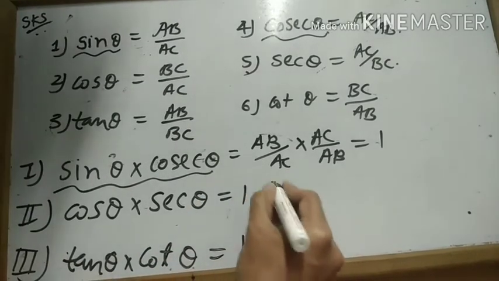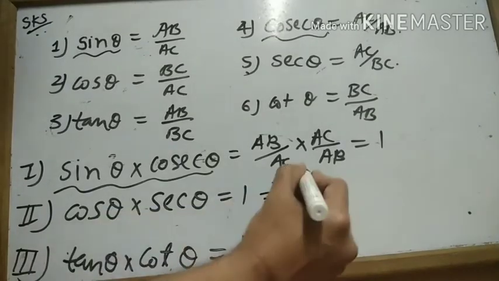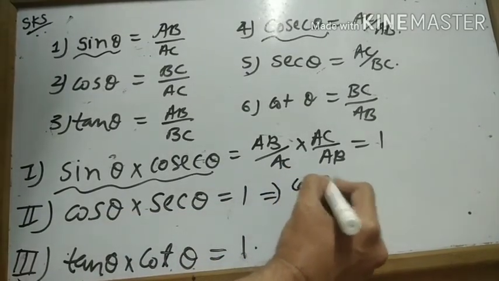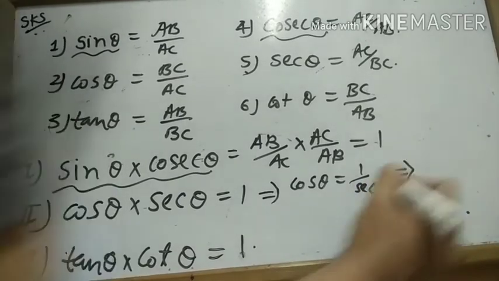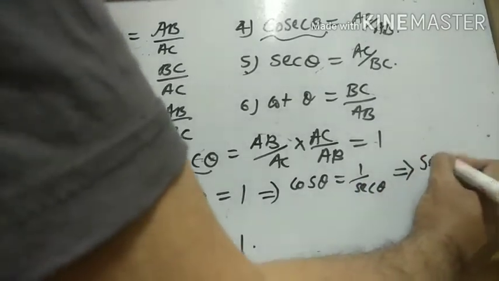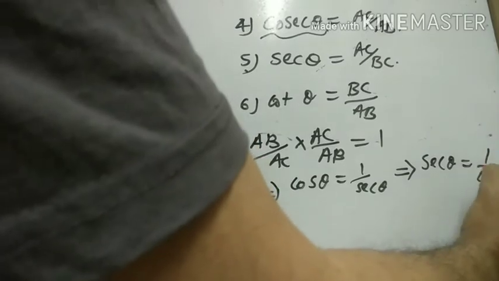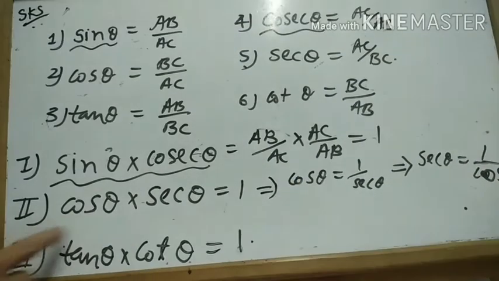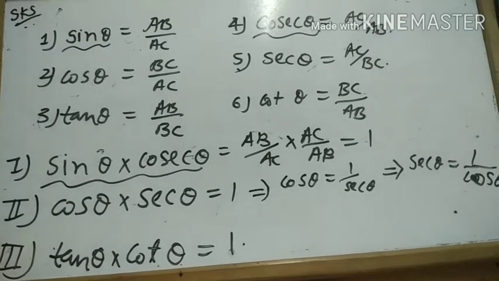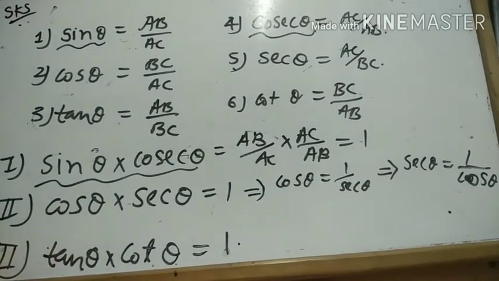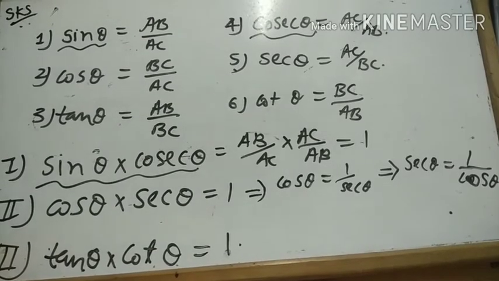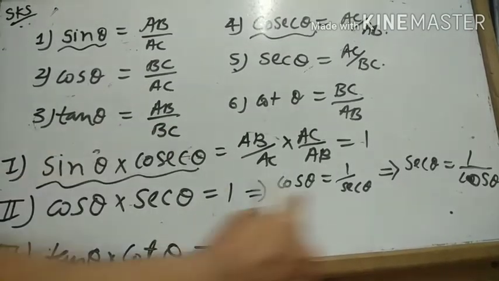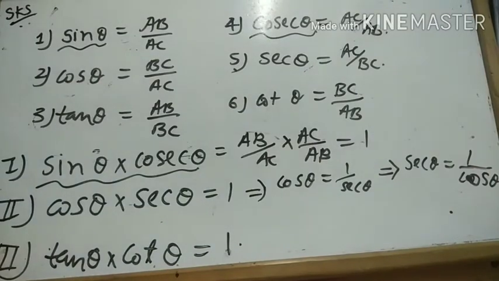This can be written in other form as cos theta is equal to 1 upon sec theta, or it can be written as sec theta is equal to 1 upon cos theta. You should remember one thing: when they are multiplicative inverse of each other, if a into b is equal to 1, then a is equal to 1 upon b, or b is equal to 1 upon a. All the 3 results can be written in 3 different forms.